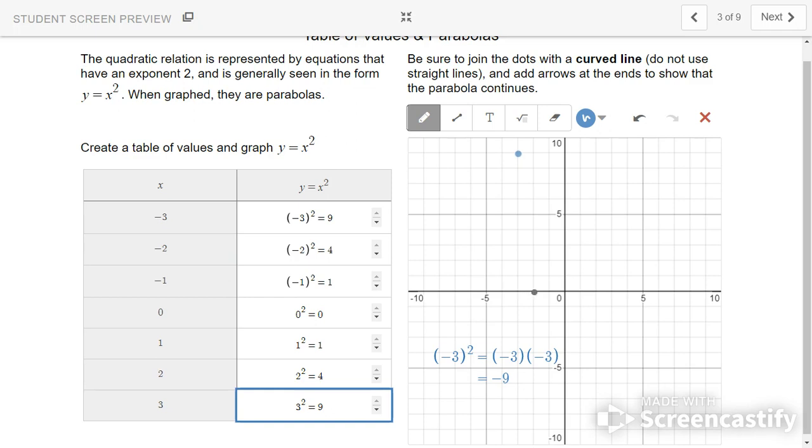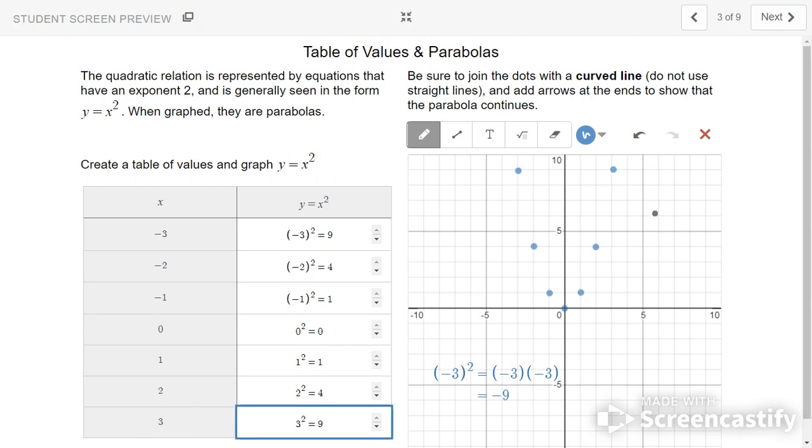-2, +4. -1, 1. 0, 0. And then we have 1, 1. 2, 4. And 3, 9. Okay, so all of these are points on this quadratic graph. I'm going to join these together with a curved line.